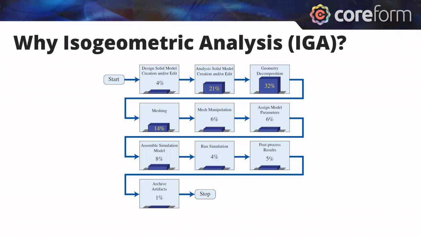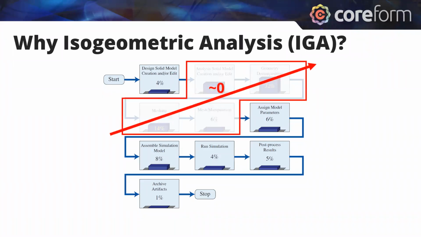Isogeometric analysis was started with the goal of trying to drive those mesh-based parts of the workflow that are non-value added, right? The customer doesn't care about the mesh, they just care about the results and the engineering decisions that can be made. IGA wants to drive those parts to zero as much as possible to get the analyst as close to CAD, as close to the design as possible.